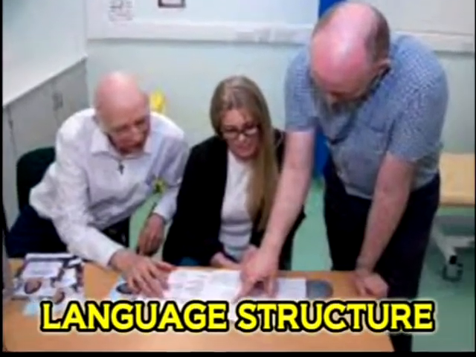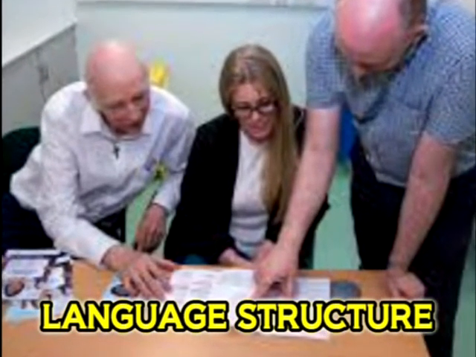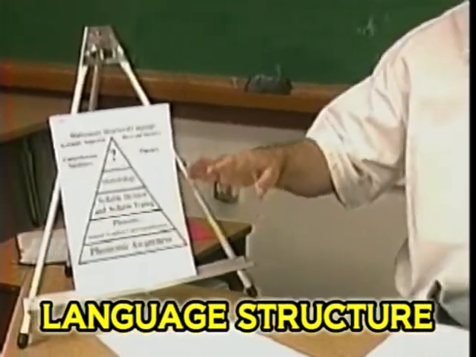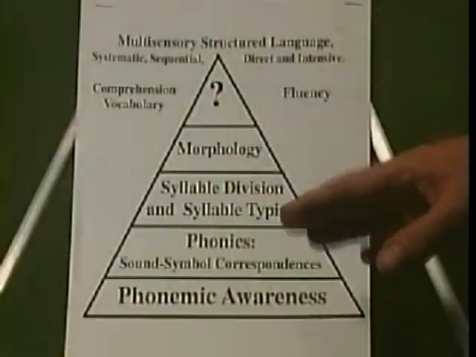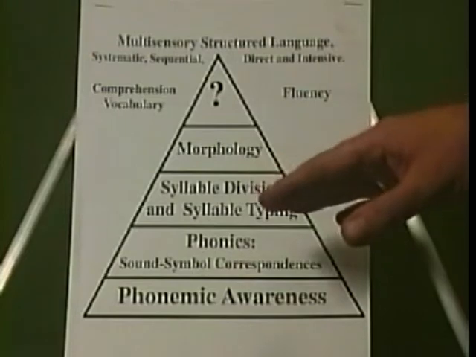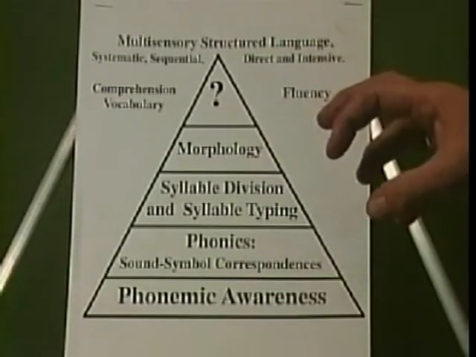So this triangle represents the structure of the English language, how oral language maps to print. And we have a phonetic language, but it's not completely phonetic, so we have different layers of the structure of the English language, or the structure of words in the English language.